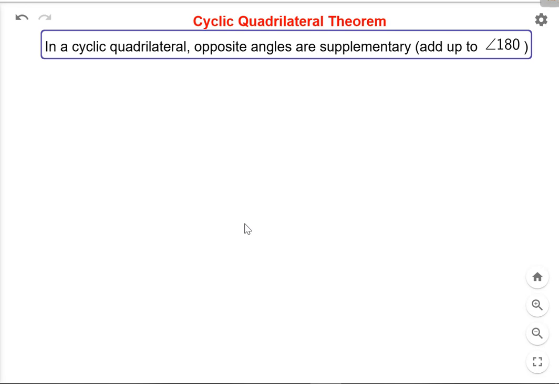We are still in the season of circle theorems, and today we have a cyclic quadrilateral theorem. But before we begin, what is a cyclic quadrilateral?